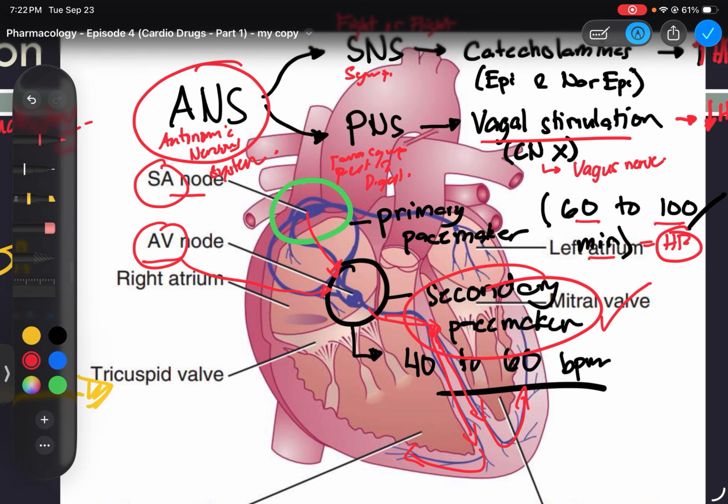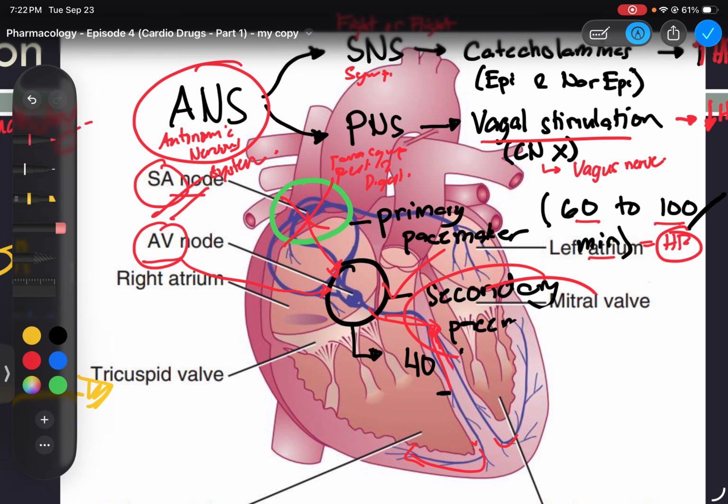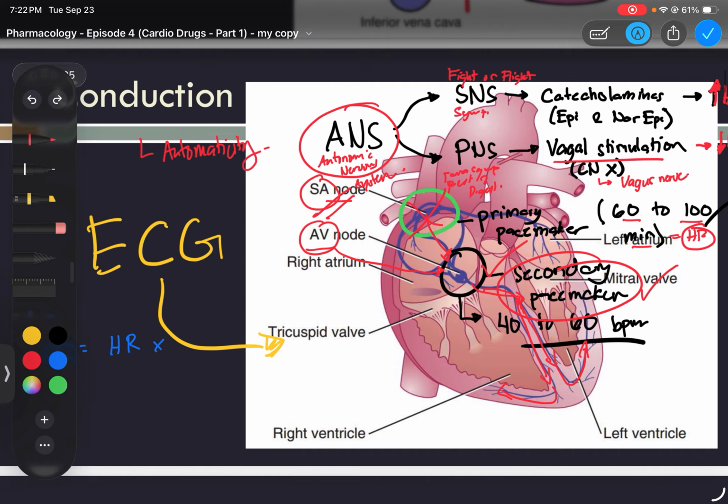Sometimes, class, our SA node could be damaged or defective, or it may not work. So what happens is the AV node will take command. Instead of shutting down your heart, the AV node will generate the impulses for your heart, so that there are still contractions. However, it is only limited to 40 to 60 beats per minute, so it's not enough to sustain life, but it is enough to keep you alive long enough until intervention.